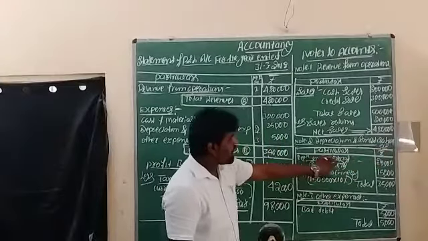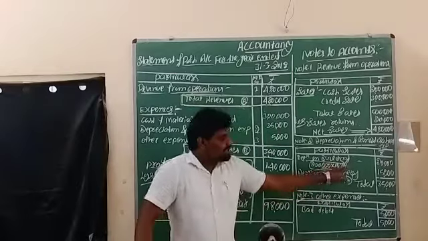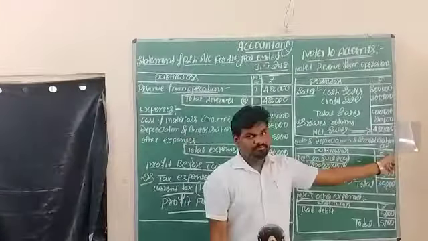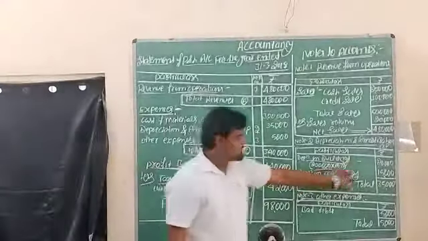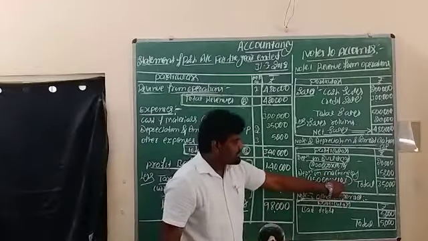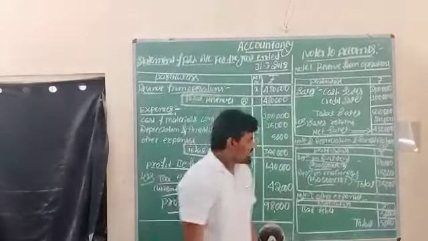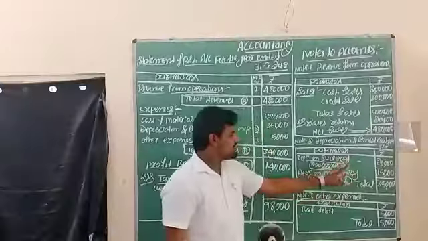So depreciation on buildings. The value of buildings is 2 lakhs rupees, right? 2 lakhs into 10% gives you 20,000 rupees. And depreciation on machinery. The value of machinery is 1,50,000. 1,50,000 into 10% is 15,000 rupees. This is the total depreciation on buildings as well as machinery.